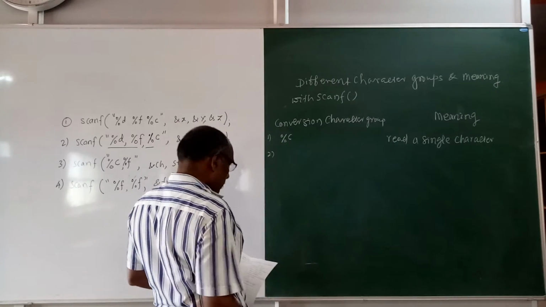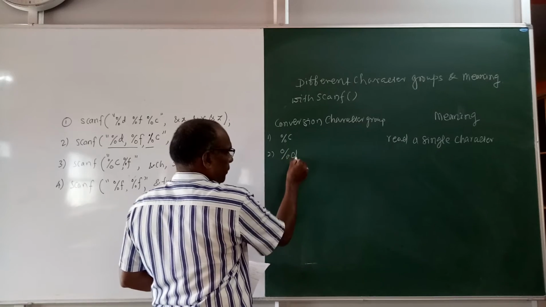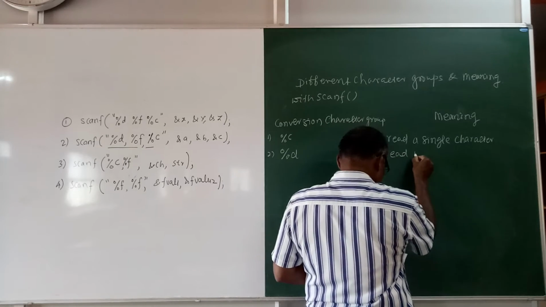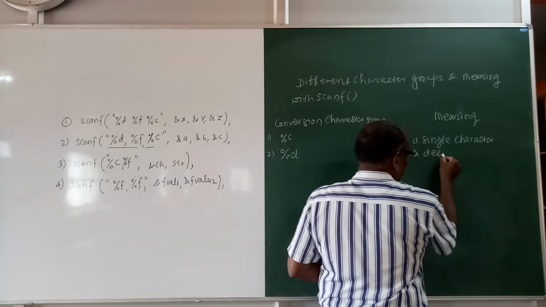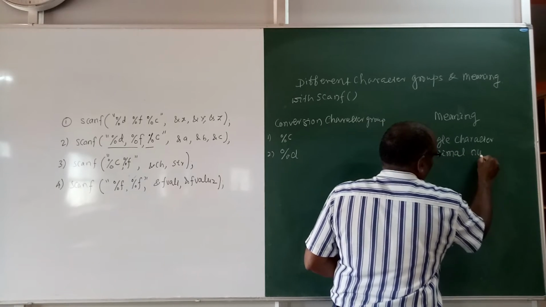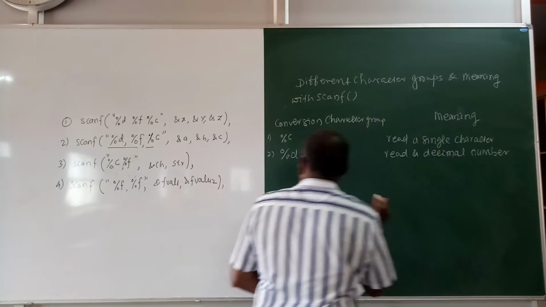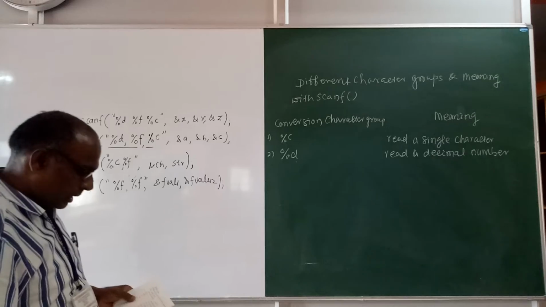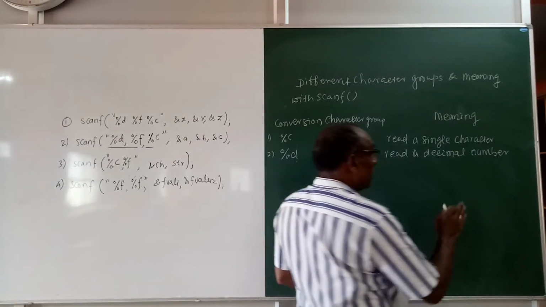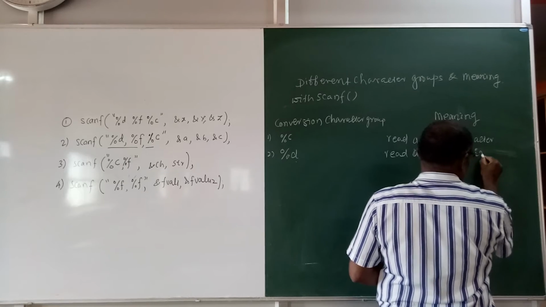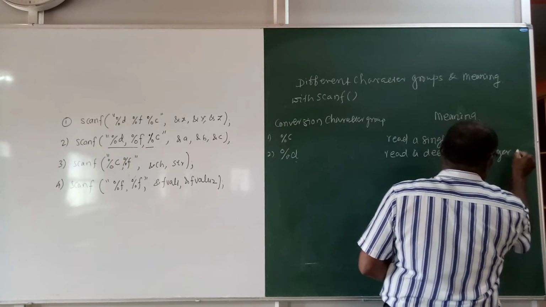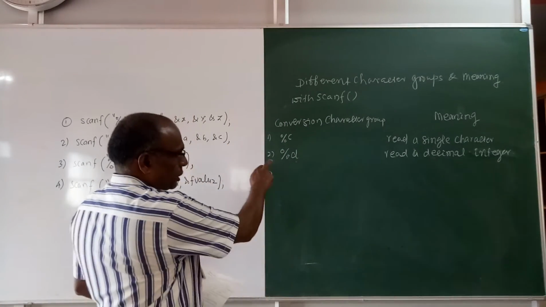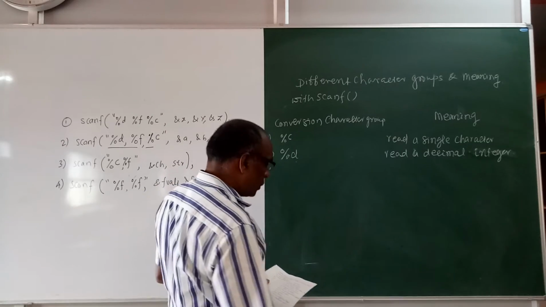The second one, percent D. Read a decimal number is the meaning of this. When we write this percent D, it will read a decimal integer. If I write decimal number, it may be integer or non-integer, so for this it is particular: read a decimal integer, whole number.